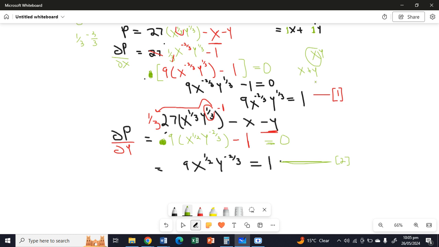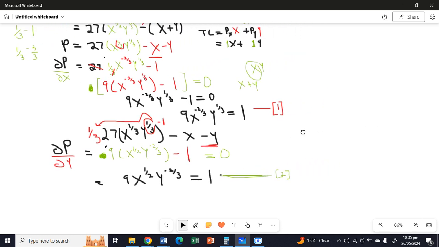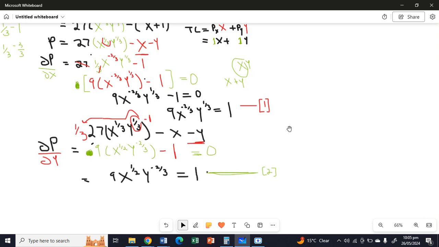So now we're going to use simultaneous equations. We have to use simultaneous equations to find the value of x or y. So we can work with equation 1. Simultaneous equations begin. So we say 9x to the power negative 2 over 3, y to the power 1 over 3, equals 1.